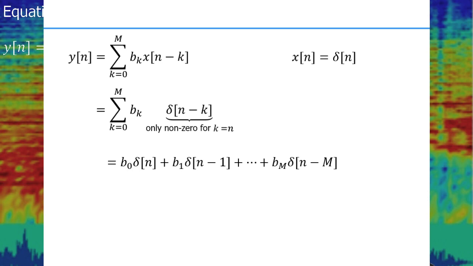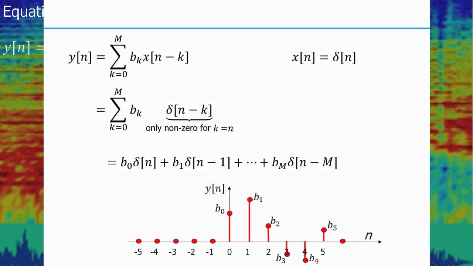If we compute y of n for n is 0, n is 1, n is 2 and so on, we get as output values the filter coefficients b sub k that serve as weights of the delayed samples x n minus k in the filter equation. So inputting a single unit impulse gives a system response that is equal to the sequence of filter coefficients.